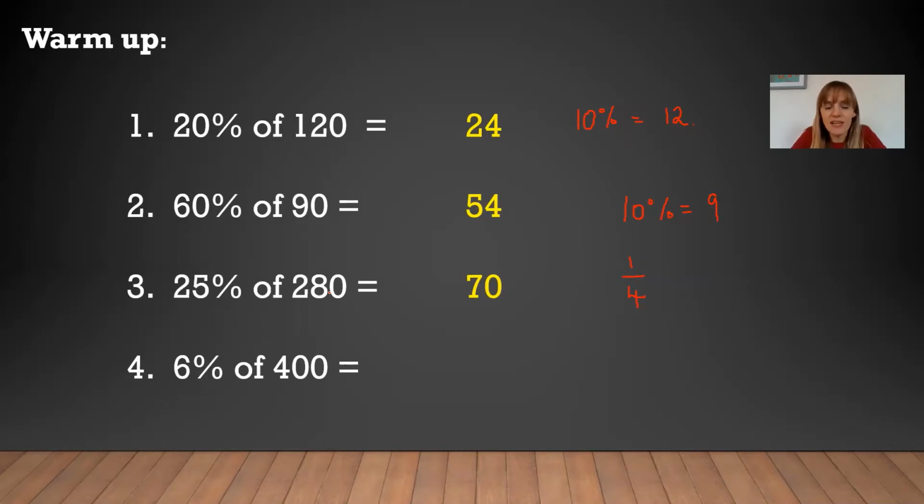And finally, 6% of 400. Now you could use 10% here, but actually we could go another step and think, what is 1% of 400? To find 1%, we divide by 100. So 1% of 400 would give us an answer of 4. So for 6%, I times that by 6 to give us an answer of 24. Hope you've remembered how to do all of that.